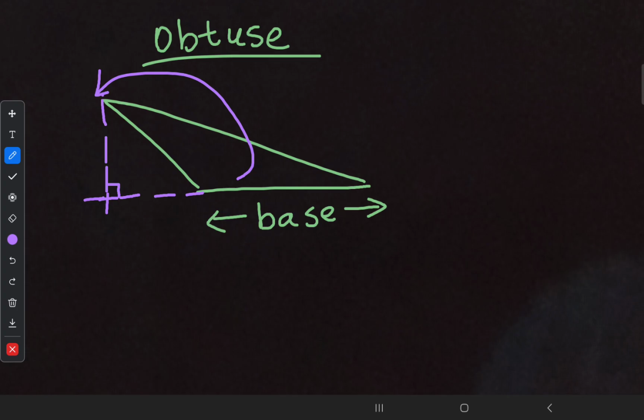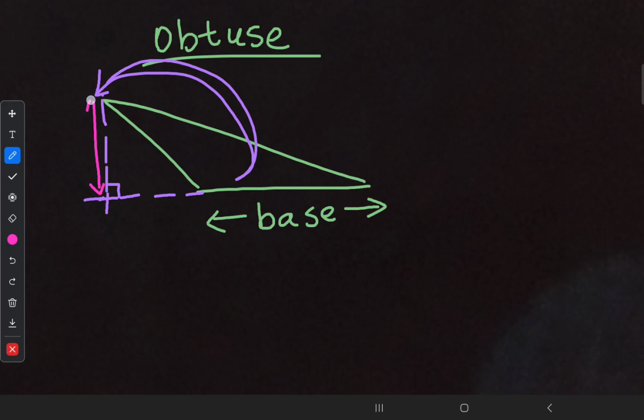From the base, its opposite vertex, which is indicated here. From there, you have to draw a perpendicular line towards the base. That's the definition for a perpendicular height. So in this case, the perpendicular height should be located outside the triangle.